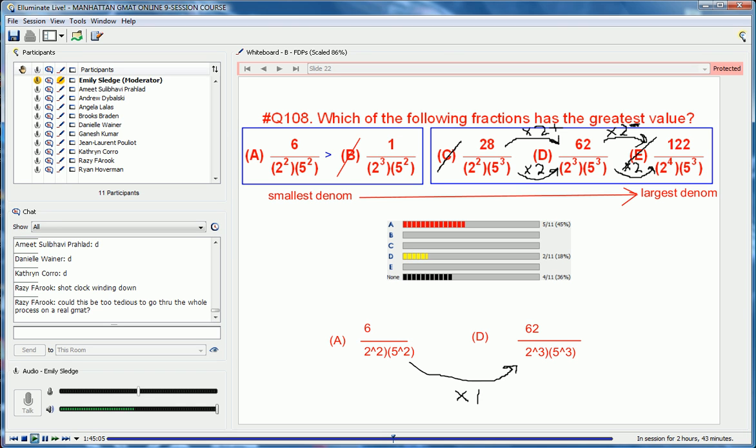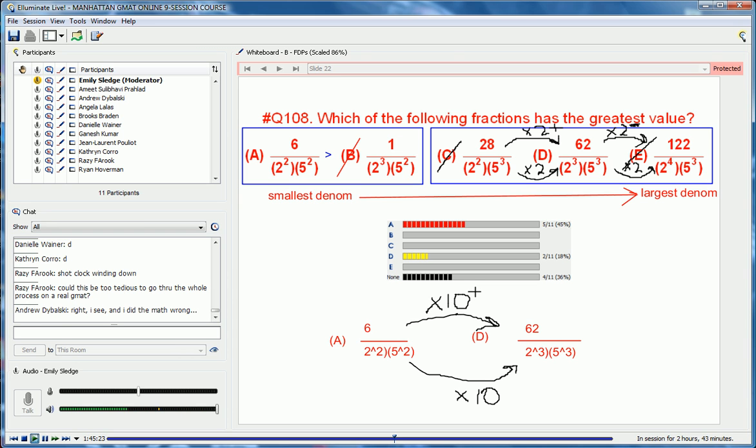So this denominator is actually 10 times bigger. So what you have to ask yourself is, is 62 more than 10 times bigger than 6? Or, yeah, 10 times bigger than 6, and yeah, it is. So 6 times something greater than 10 is what we're dealing with up top. And so, yeah, D is the winner of this playoff.